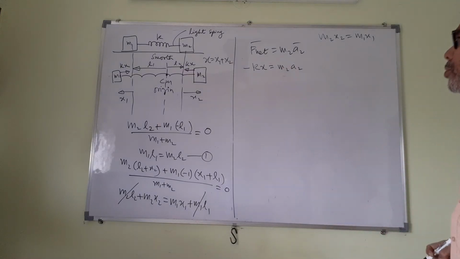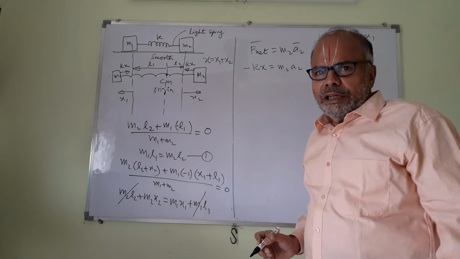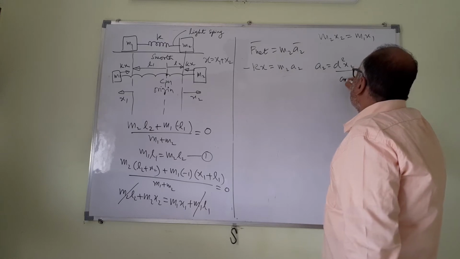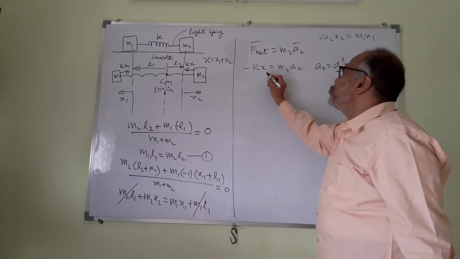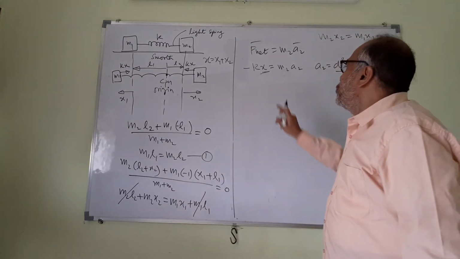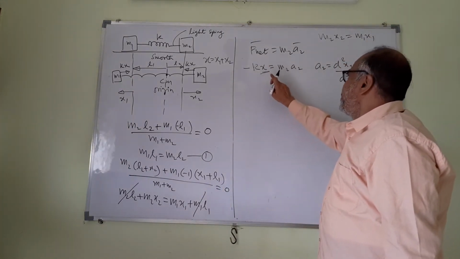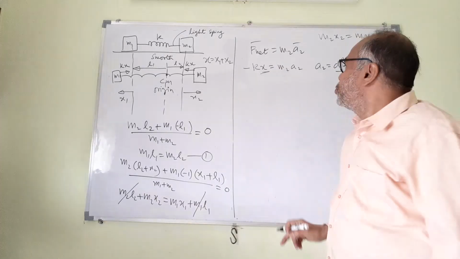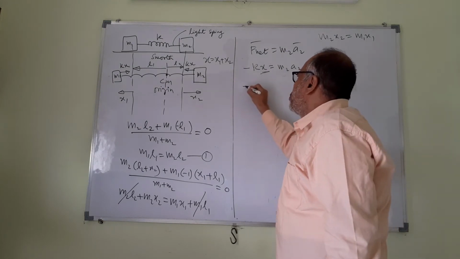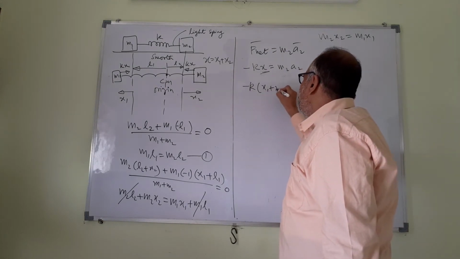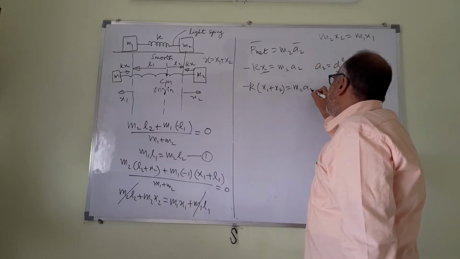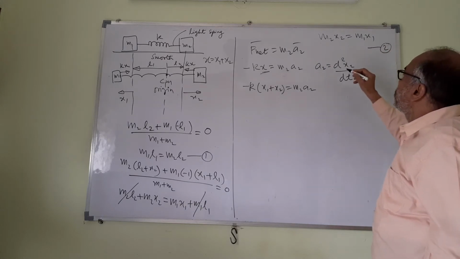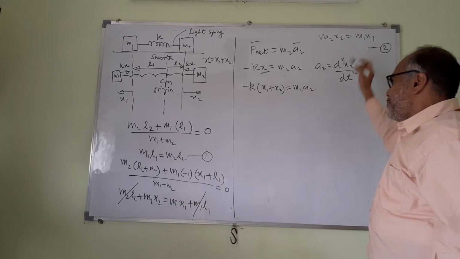Now you see, we cannot directly compare this to the defining equation of SHM. Why? Because A2 is d2 x2 dt squared, whereas you have an x here. So we would like to eliminate this x from here, and replace it by x2. So we know x is x1 plus x2. So we can write this as minus k into x1 plus x2 is equal to M2A2. We will eliminate x1 by using this equation. I will call this equation 2. x1 is M2x2 by M1.